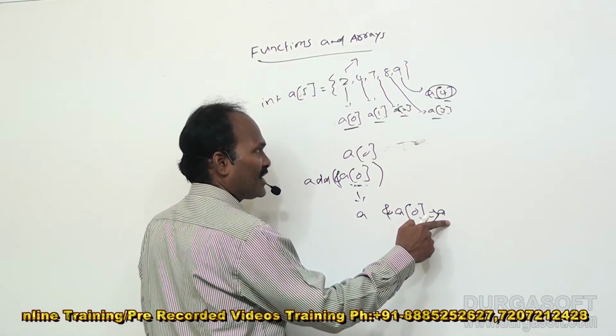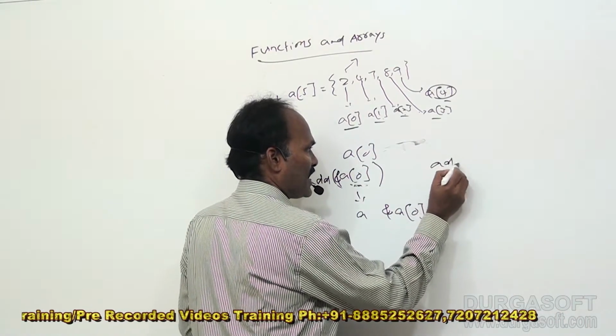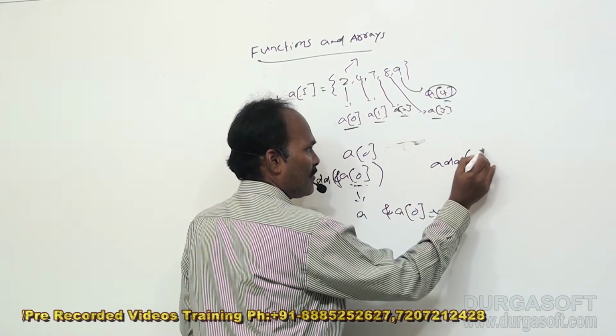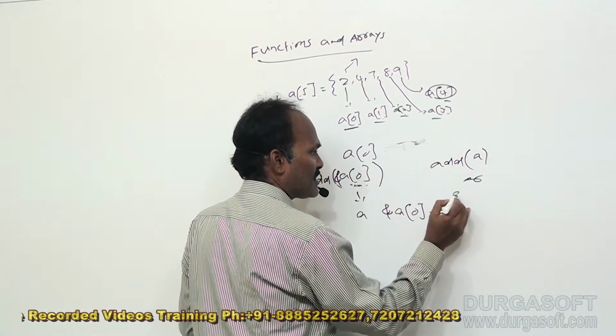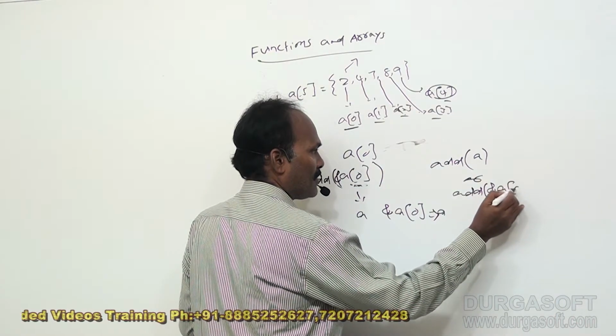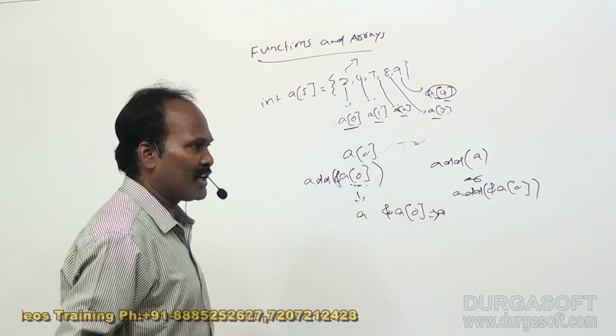So when you want to pass the array to a function, you just specify the array name. This is the same as add of ampersand A of 0. Both are of similar nature.